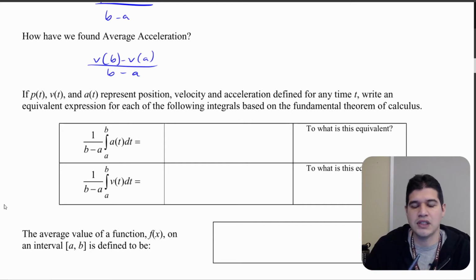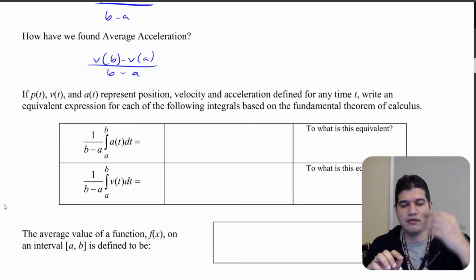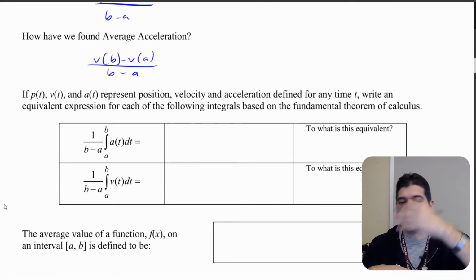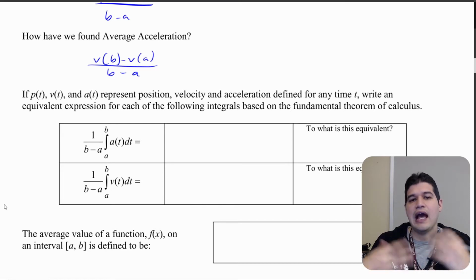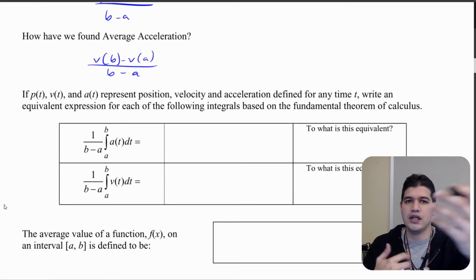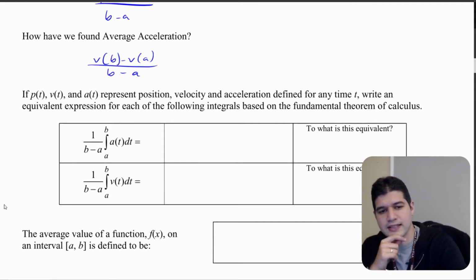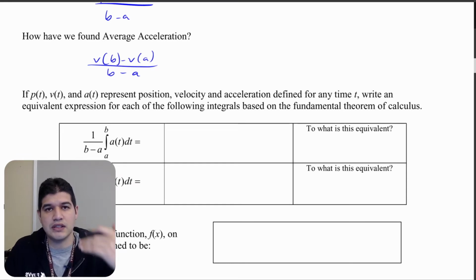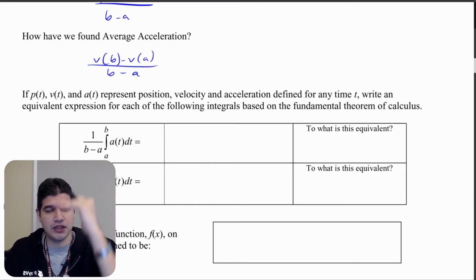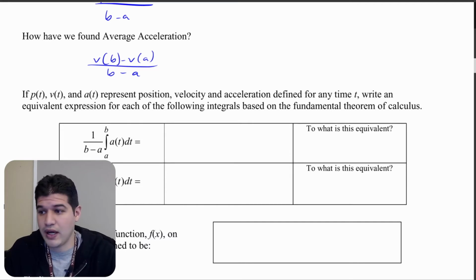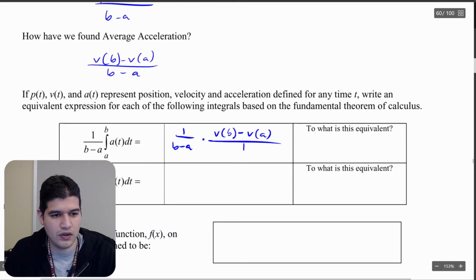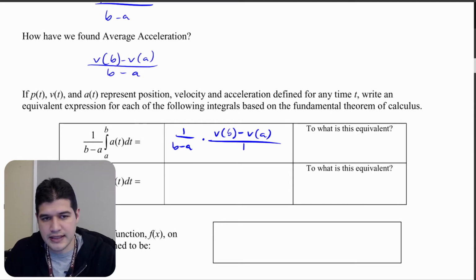Over there on the left are your integration forms. You have 1 over b minus a. So if we're going from a to b, from 1 to 4, you just go 1/3. That's how you take that average, and then you take your integral from there. As I'm writing this out, think about this: what's the integral from a to b of a of t dt? Since we're taking a step up in PVA, we're ending up with 1 over b minus a times v of b minus v of a over 1. You might look at this and see this is essentially what we have above.